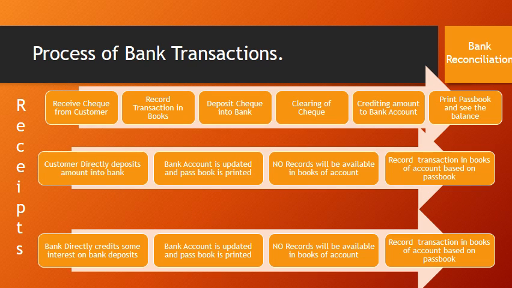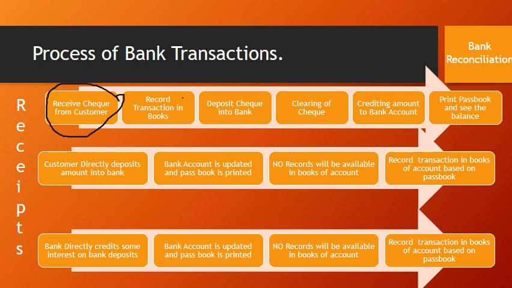Before we get into the bank reconciliation process, let's see how the transactions happen: the receipt transactions related to the bank and the payment transactions related to the bank. There are three types of receipt transactions which can occur in a bank. The first one is we receive a check from a customer. The business makes some sales, and against that sale the business receives a check from its customer.